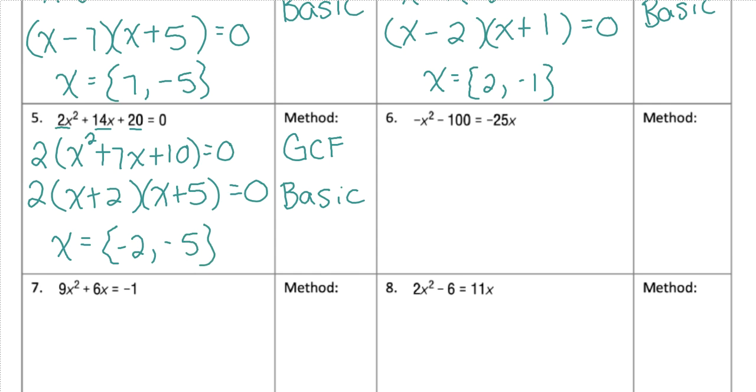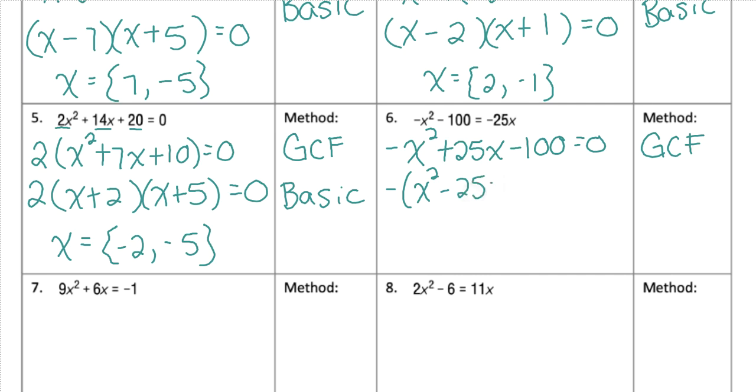Okay, number 6. So on this one, I got to get it equal to 0 first to kind of see what's going on. Okay, so I can see right away that there's a negative out in front, so I'm going to take out a GCF to start with and then see what I'm working with. So I'm just going to take out the negative to make that a value positive.